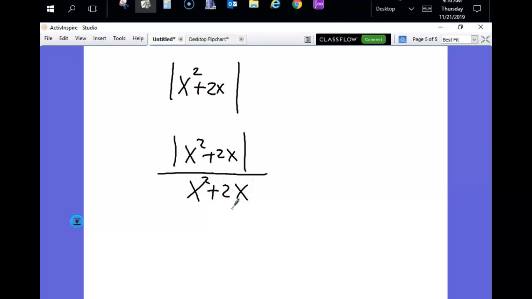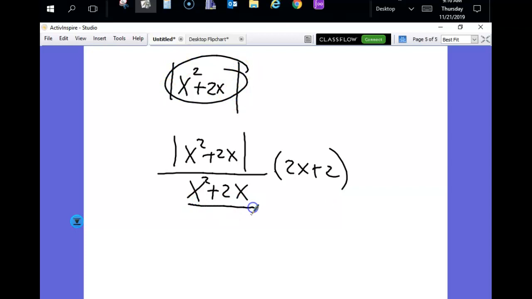You just put that absolute value over the number itself, but without the absolute value bars. Okay? And since this is a chain rule, you multiply it by the derivative of the inside. So that's how you do it. You take the absolute value, you put it over what was inside the absolute value, but without the absolute value bars, and if there's an inside, you multiply it by the derivative of the inside. We did that like one day a while ago. That's to find the derivative of an absolute value function.